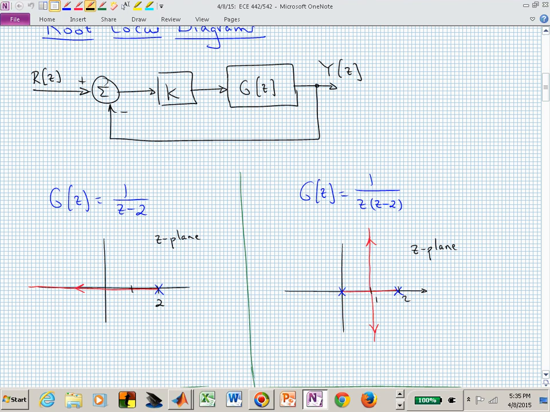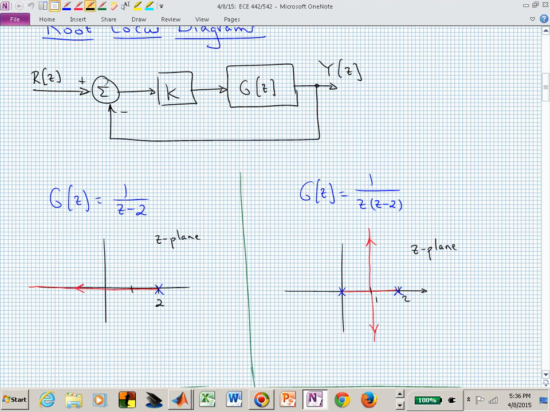root locus. I think last time, didn't we cover this g of z equal to 1 over z minus 2? There, as you adjust the gain k, the closed loop pole in this closed loop transfer function just migrates from 2 all the way off to minus infinity.